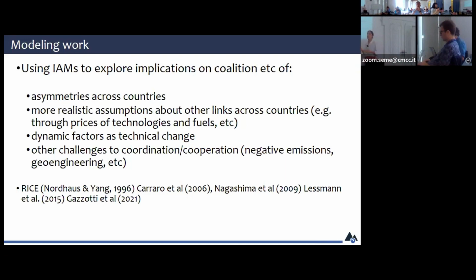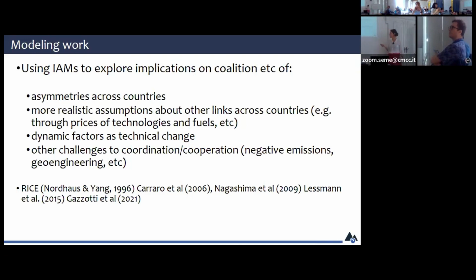And then there's the whole dynamic of technical change. Maybe you have a model where this is manna from heaven, fully exogenous, but most models don't. So you're going to have dynamic factors that all these super simple models don't have. And you can play with the other challenges to coordination and cooperation, like negative emissions and geoengineering.